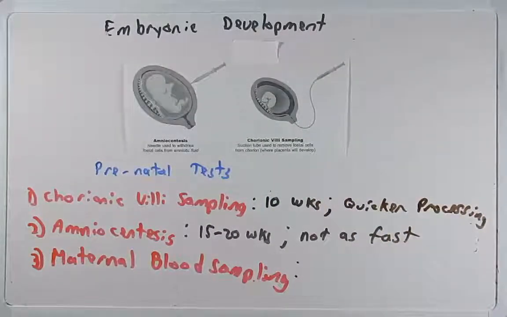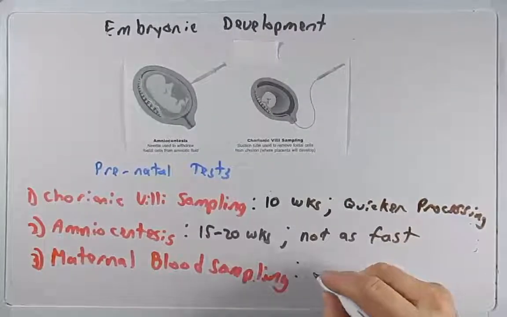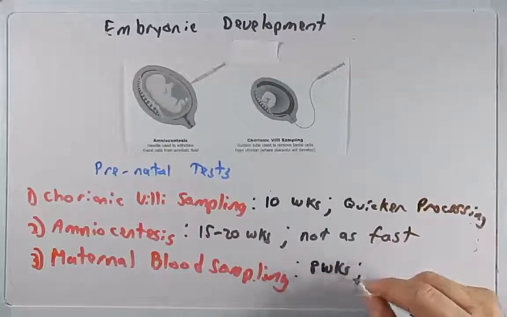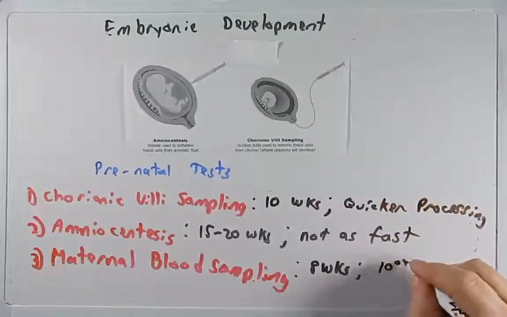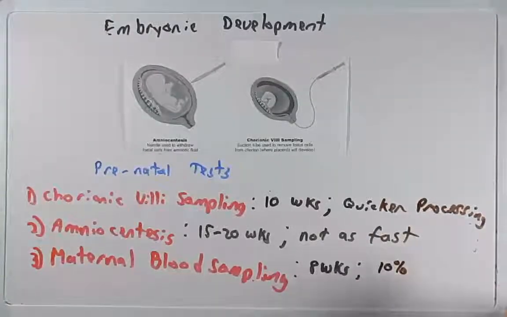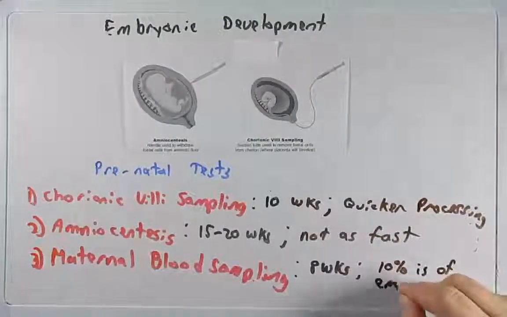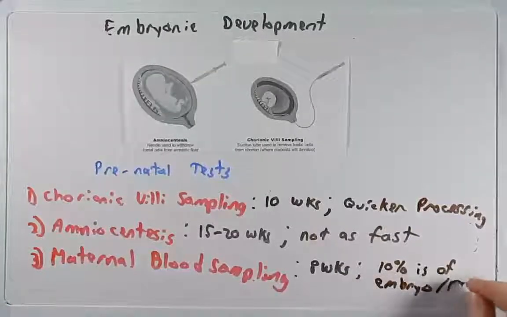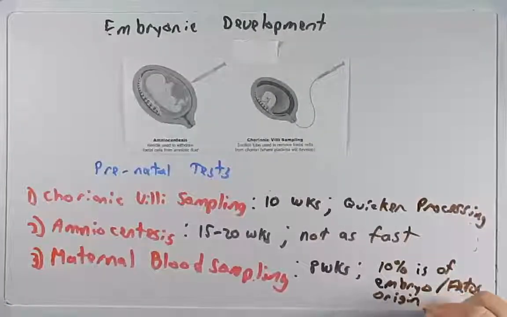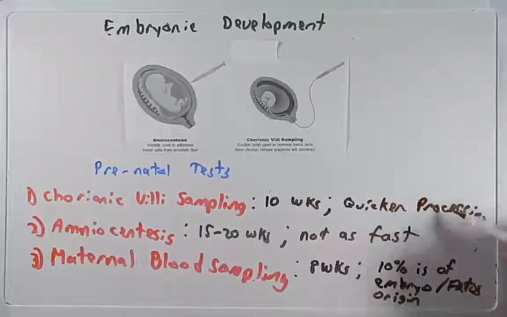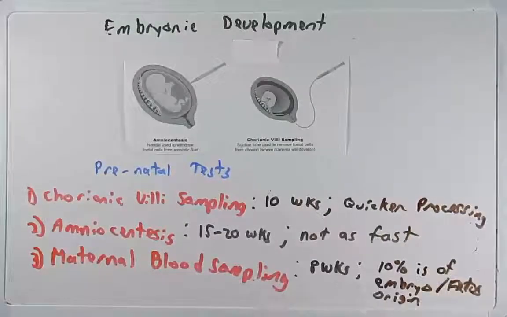So maternal blood sampling can be done as early as 8 weeks of development. And we know at about that stage, about 10% of all the free DNA, that is DNA not found in cells, in mom's blood supply, is of embryo or fetus origin. Having the DNA, you're not going to be able to build a karyotype profile like you can with the first two, but you can screen the DNA for various characteristics that can lead to an understanding of what kind of diseases the embryo may have.